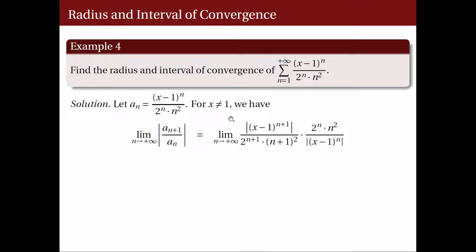For x not equal to 1, we have the limit of the absolute value of a_(n+1) over a_n as n approaches positive infinity, equal to the limit of the absolute value of (x minus 1) raised to n+1 over 2 raised to n+1 times (n+1) quantity squared, times 2 to the n times n squared over the absolute value of (x minus 1) to the n, as n approaches positive infinity. We can simplify this expression by cancelling 2 to the n and (x minus 1) to the n, and expanding (n+1) squared. Hence, we have the absolute value of (x minus 1) over 2 times the limit of n squared over n squared plus 2n plus 1 as n approaches positive infinity.